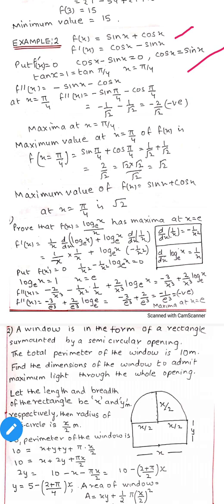Double differentiated, we get minus sin x minus cos x. Put x is equal to pi by 4, we get negative sign, that is maxima at x is equal to pi by 4. In order to find out the maximum value, we put x is equal to pi by 4 in the function f(x) and we get sin pi by 4 plus cos pi by 4, 1 by root 2 plus 1 by root 2, 2 by root 2. On solving, we get the maximum value of f(x) is under root 2.